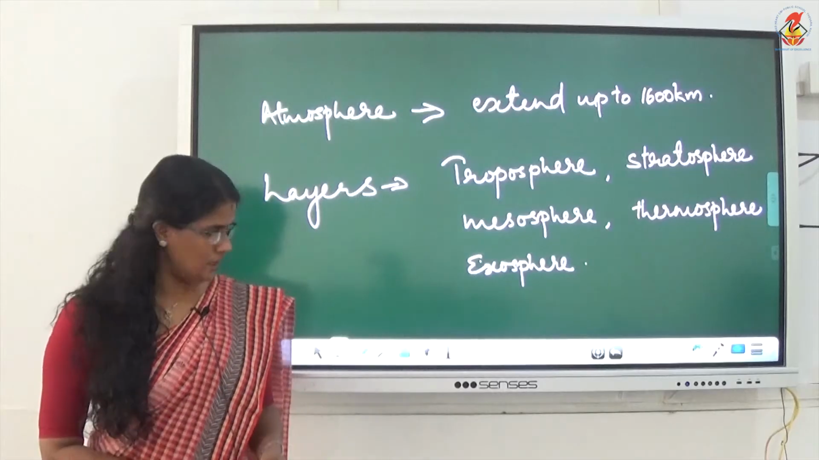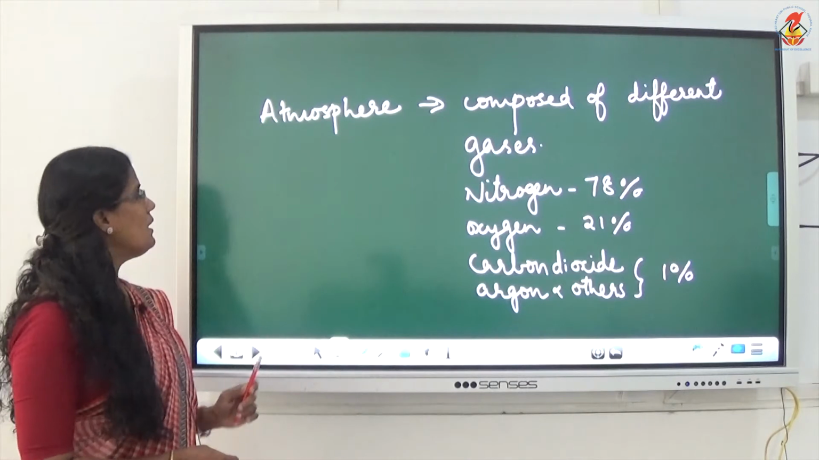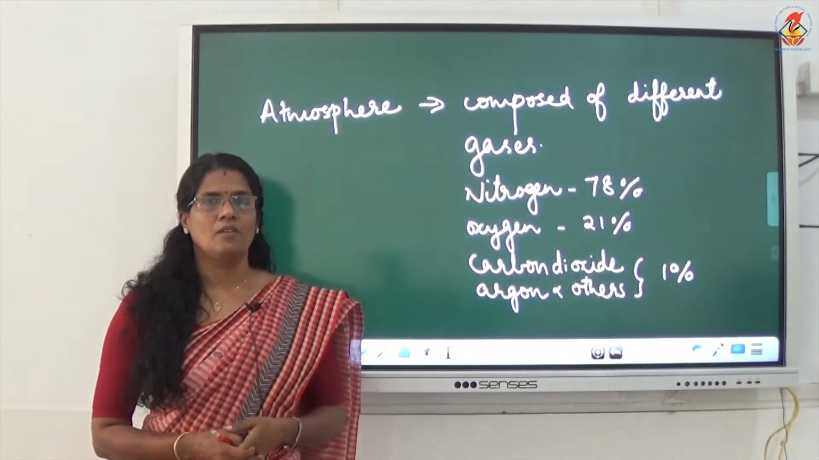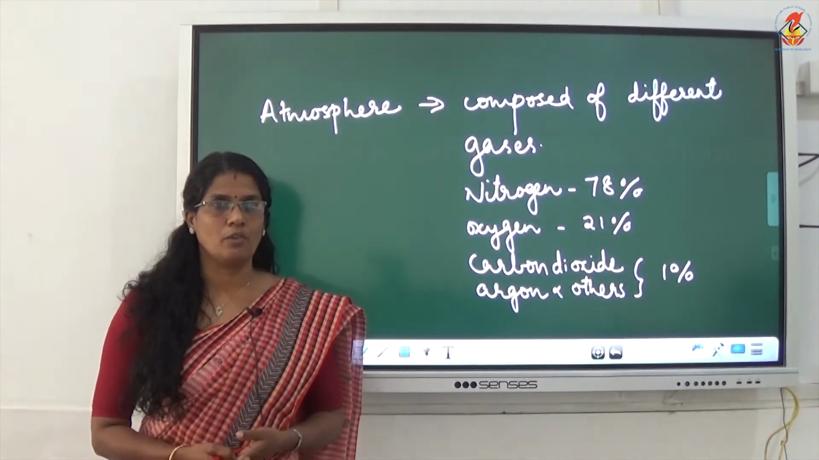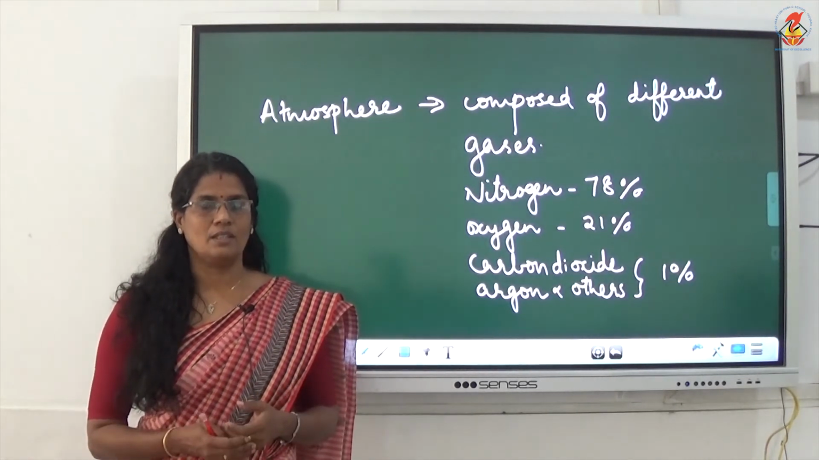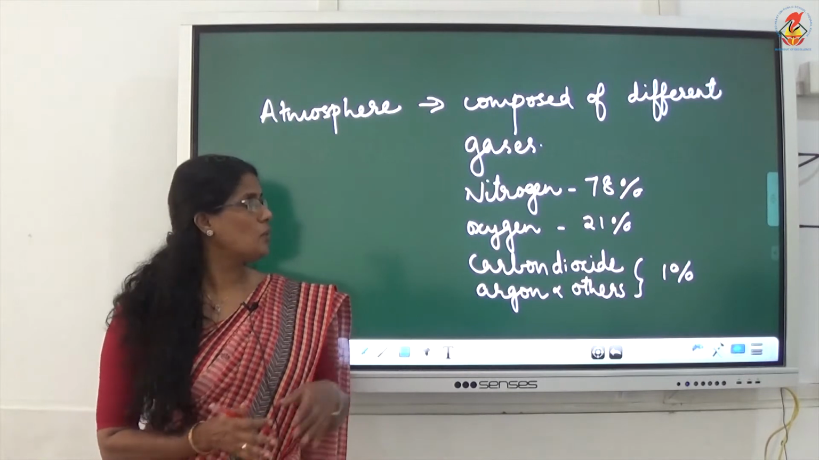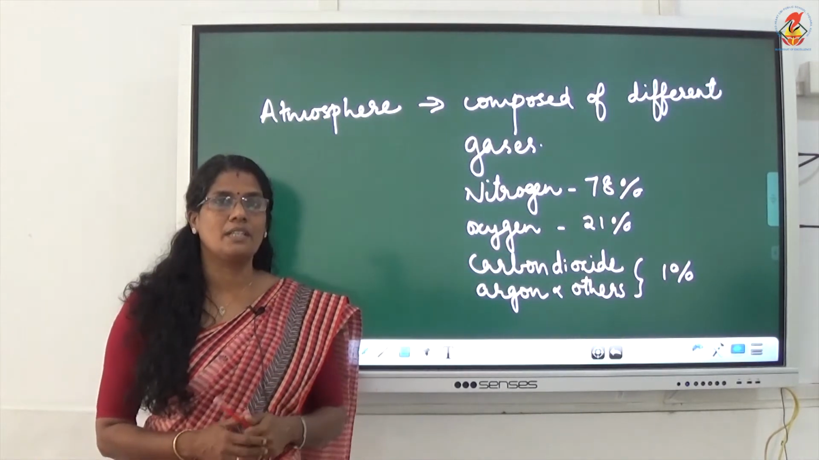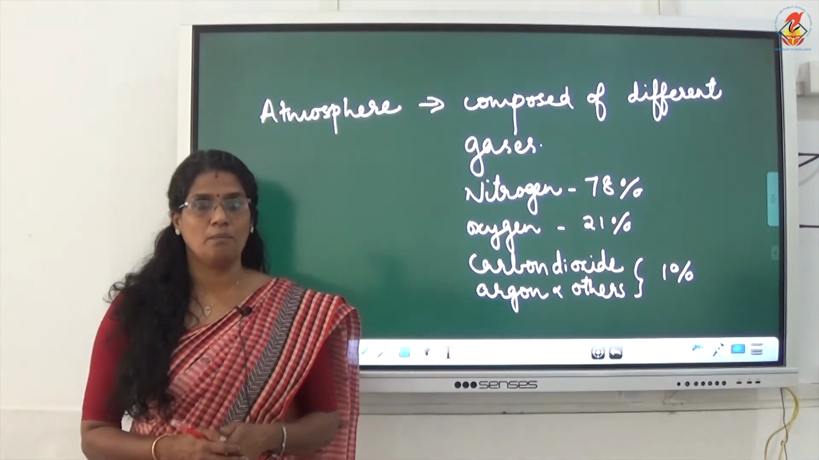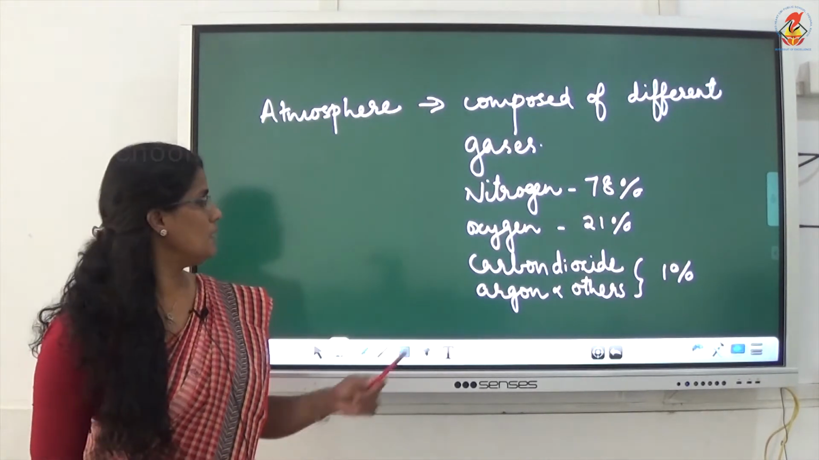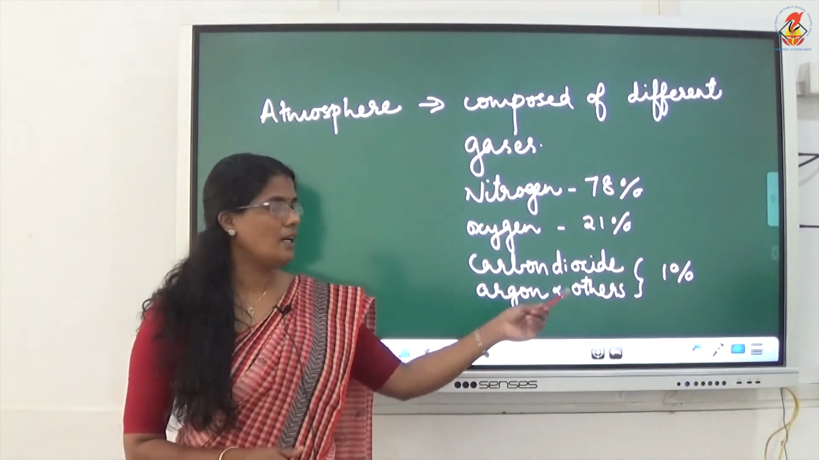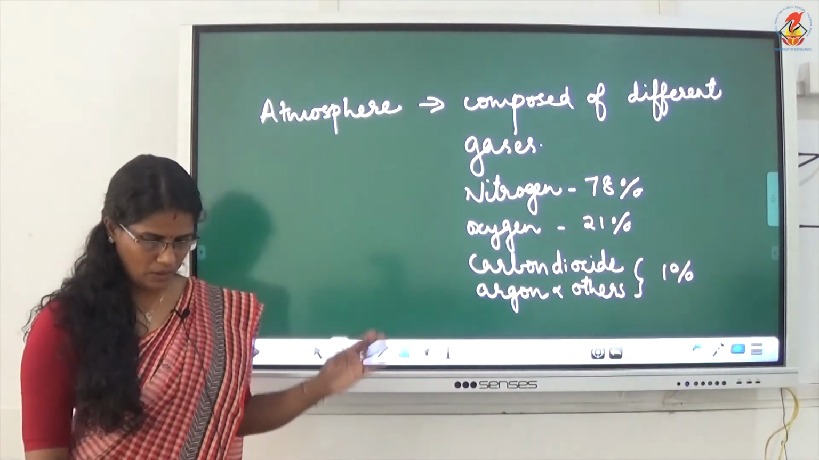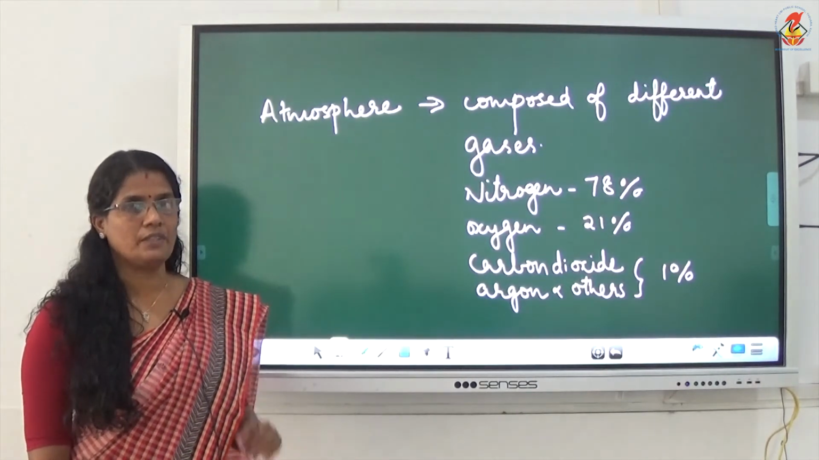Now, when you look at atmosphere, you can see there are different types of gases present. We all know oxygen is very important for all life to exist. It's present in the air; 21% is oxygen. Then nitrogen is around 78%. Nitrogen is very important for plants. Then carbon dioxide, argon and others comprise 1%. So that is about the atmosphere's composition of gases.